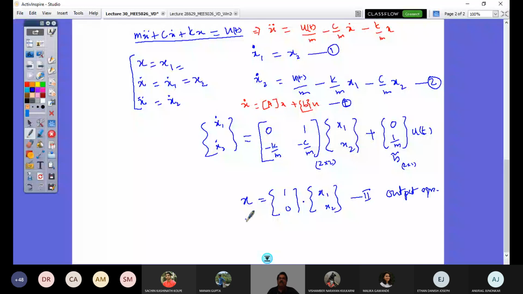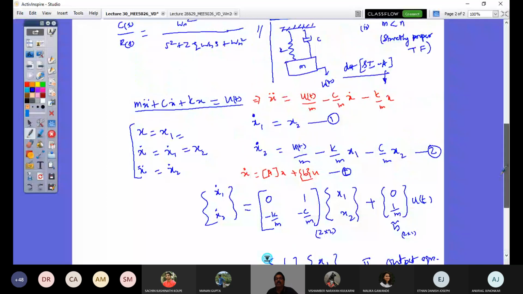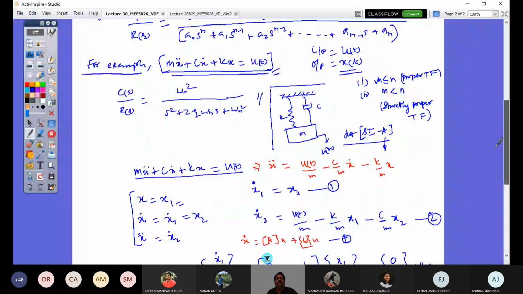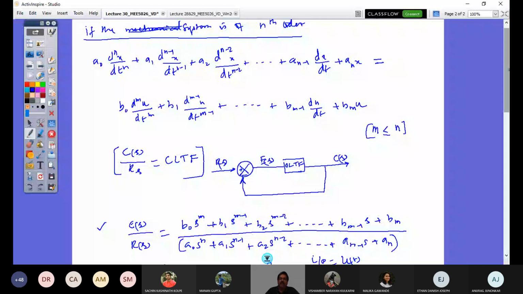So this is a simple representation of a second order system as two first order systems. If that is possible, I can also make my nth order system into n first order systems, right? Okay. So now, to continue with that, this is what is going to help you develop a block diagram for your control system design.